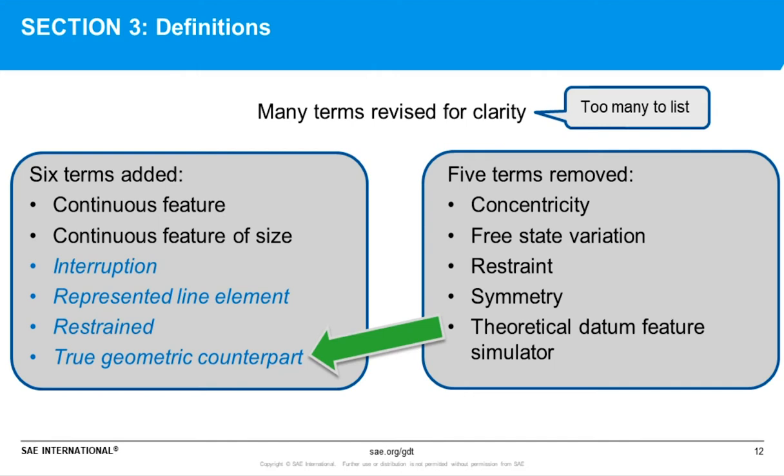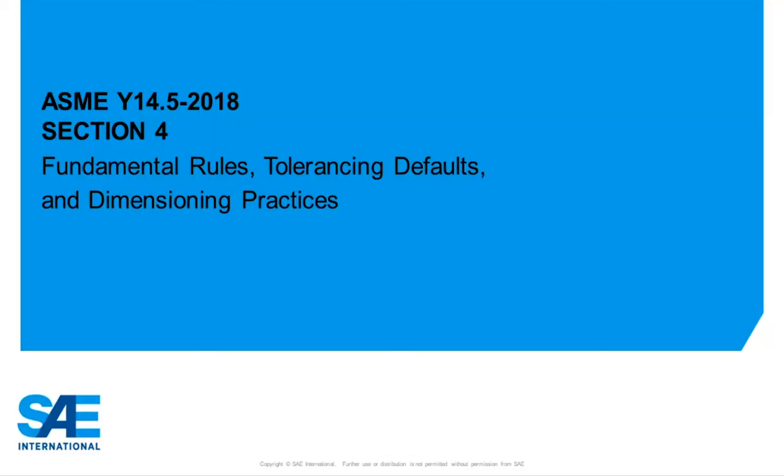And then on the right, we list 5 terms that have been removed. You'll notice concentricity and symmetry were removed. We'll talk more about those later. And lastly, you'll notice that the term true geometric counterpart replaces the old term theoretical datum feature simulator, which we feel is an improvement because we think that the term true geometric counterpart gives a better description of the intent there, and we'll talk more about that later as well.